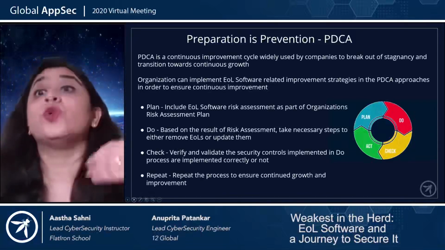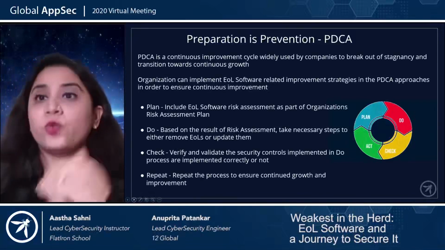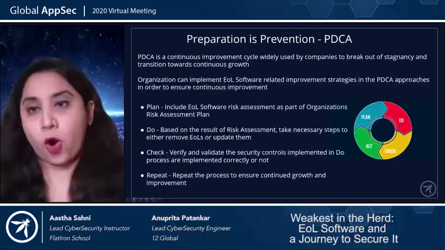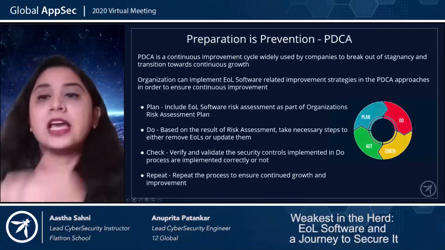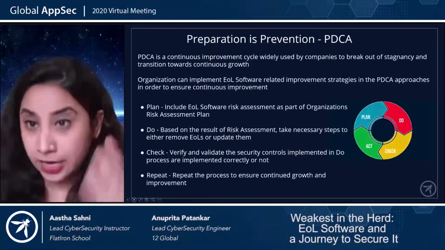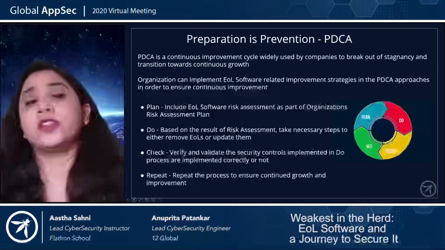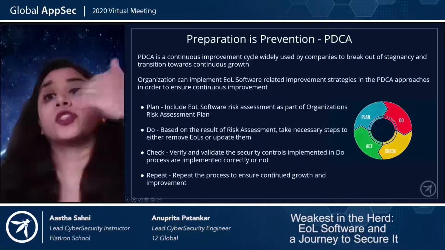Once we do that, we do a check. Check is always done to verify the actions we have performed in our planning and do stages. Is it right or not? Do we need to make any enhancements, further changes, or validations? And repeat means we'll repeat this process.